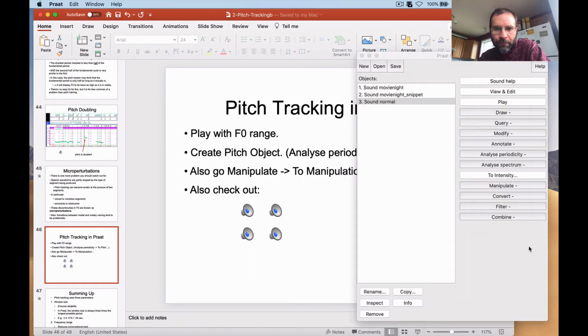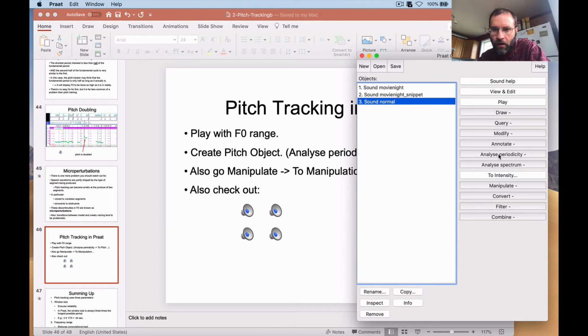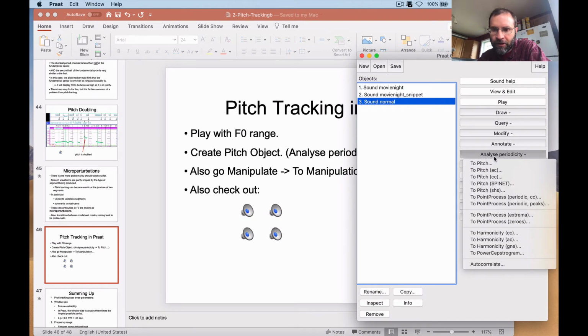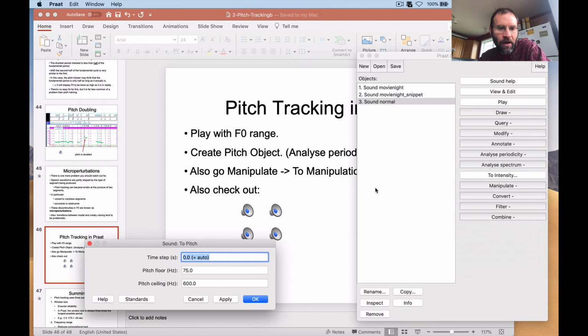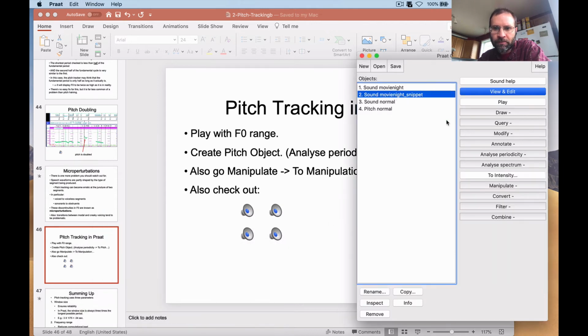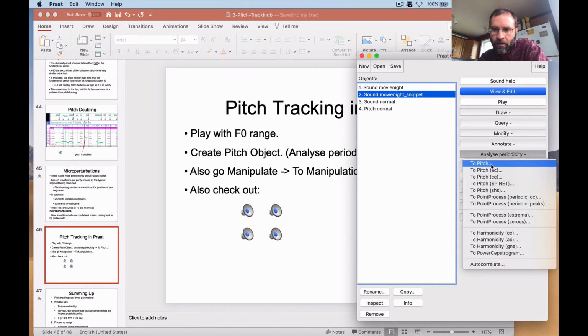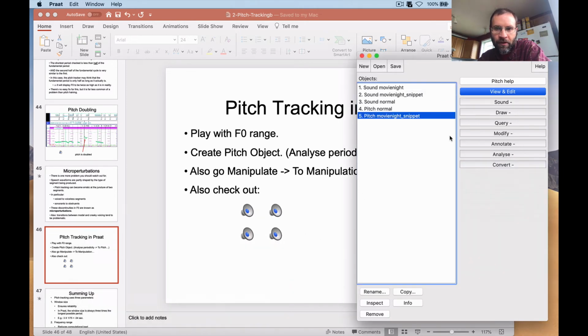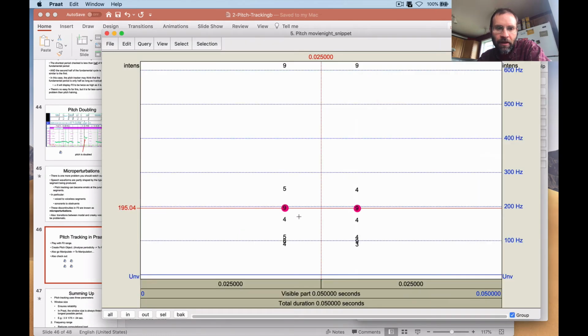I will show you as well. If we analyze the periodicity of this in Praat, we'll keep it at 75 to 600 here. We'll do it for this movie night snippet as well. We'll look at that one first. This is the one we looked at in the example in the lecture slides. This tells me that 195 hertz is my best candidate for this little blip.